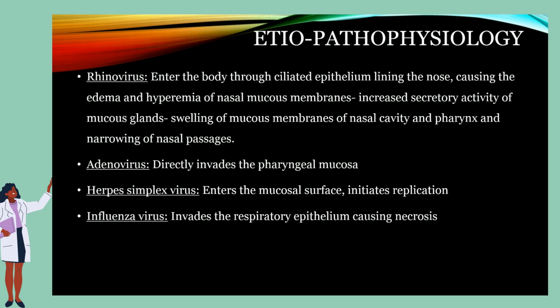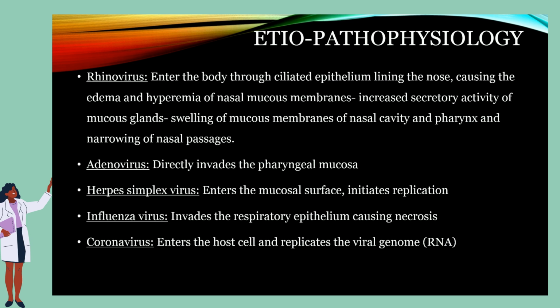Next pathogen is influenza virus, which can cause pharyngitis. This influenza virus will invade the respiratory epithelium and cause necrosis of the cells of the mucous glands. And the last but one is coronavirus. It will enter the host cell and start replicating the viral genome, the RNA, thereby bringing clinical manifestations like fever, sore throat, cough, headache, myalgia, etc. We will study the clinical manifestations in the later part.